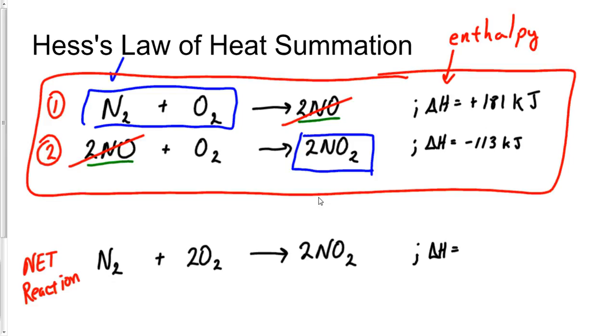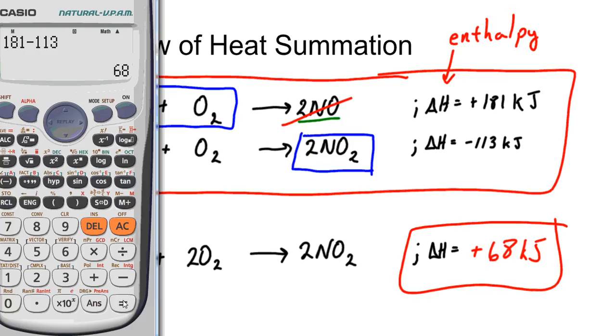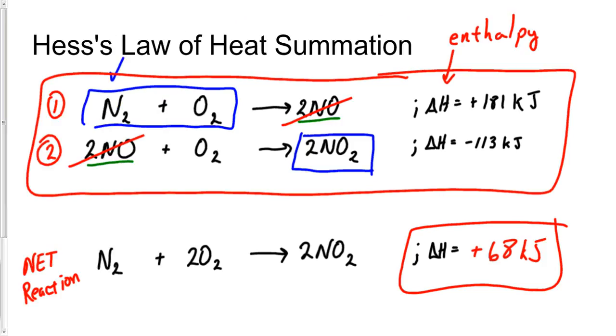All you have to do is add up these numbers. So this would be 181 minus 113, and literally the answer is as easy as, hey, make sure and write positive 68. So this net reaction is an endothermic reaction of positive 68. Hey, well, that one was easy. Let's try and do one a little bit harder.